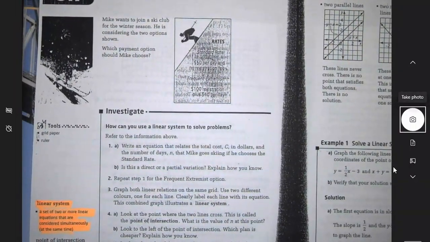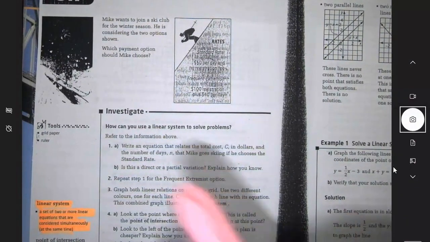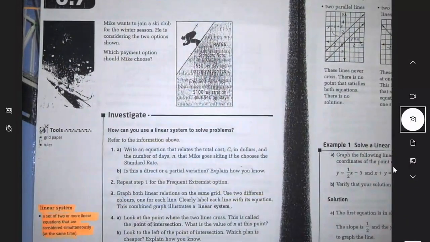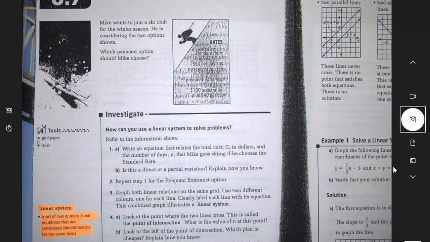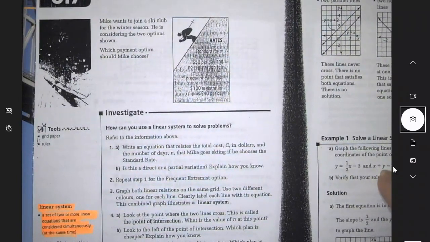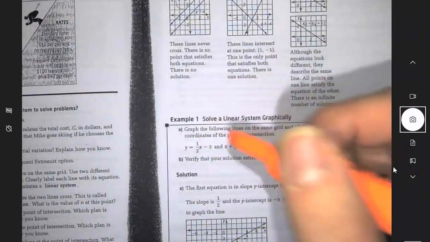Shh. Now, typically for linear systems, there are three different methods of solving them. One is by graphing, one is by elimination, and one is by substitution. I'm only going to be teaching the graphing method, okay? So, in this case, we'll take a look here.